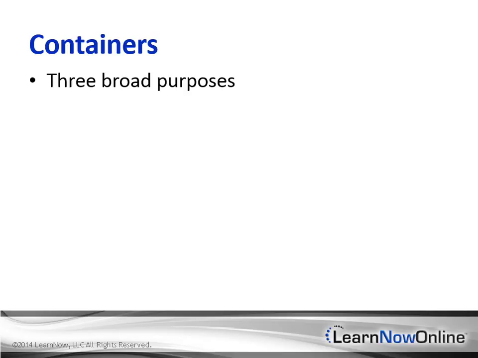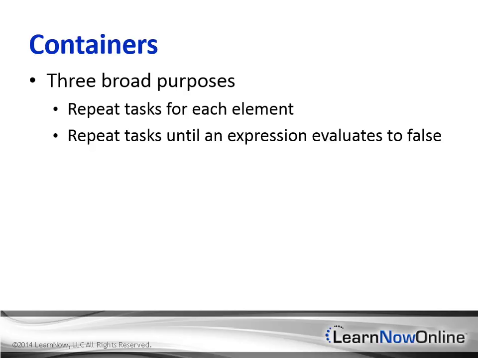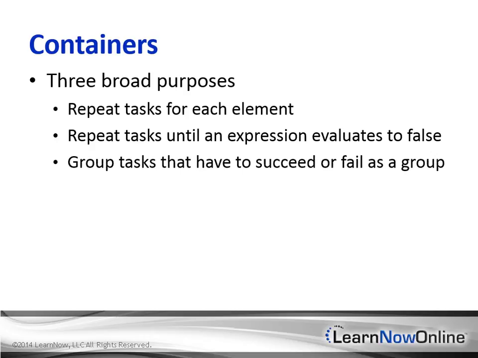Now, there are three broad purposes for control flow containers. The first is that you can use a container to repeat tasks for each element in various kinds of collections, such as files in a folder or tables in a database. Or you can repeat tasks until an expression evaluates to false, such as check for new files in a specific folder until noon each day. And then the third one is that you can group tasks that have to succeed or fail as a unit, such as to perform data operations on a table and roll back the entire set of operations if one of them fails.